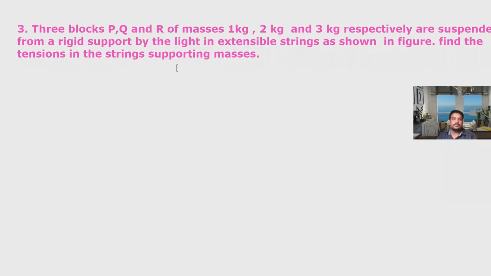Three blocks P, Q and R, masses 1 kg, 2 kg, 3 kg respectively, are suspended from a rigid support by light inextensible strings as shown in the figure. Find the tensions in the strings supporting the masses. Let's make that figure. This is the rigid support.